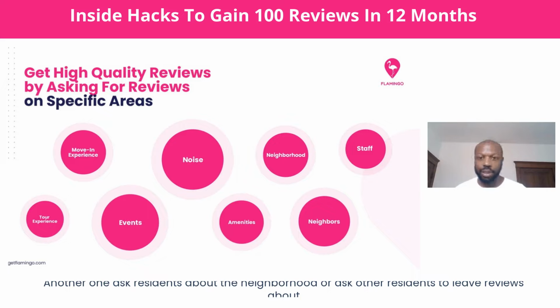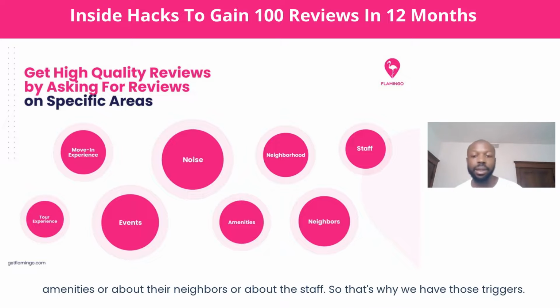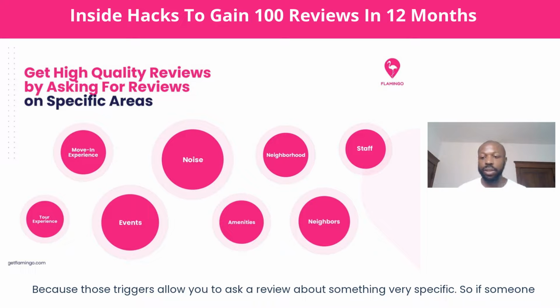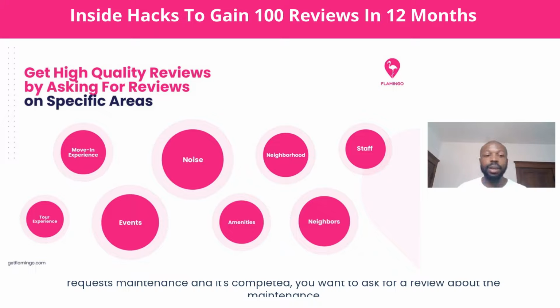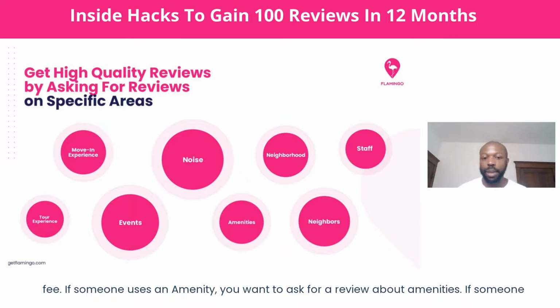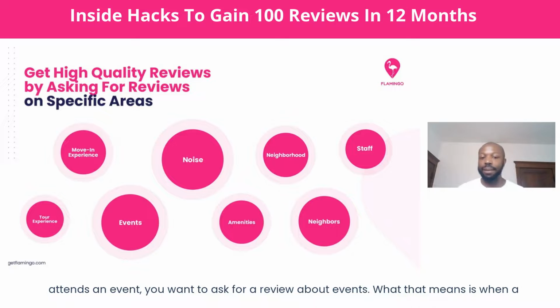Another one, ask residents about the neighborhood, or ask other residents to leave reviews about amenities or about their neighbors or about the staff. So that's why we have those triggers, because those triggers allow you to ask for a review about something very specific. So if someone requests maintenance and it's completed, you want to ask for a review about the maintenance team. If someone uses an amenity, you want to ask for a review about amenities. If someone attends an event, you want to ask for a review about events.